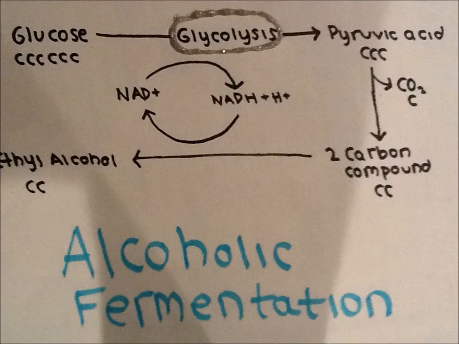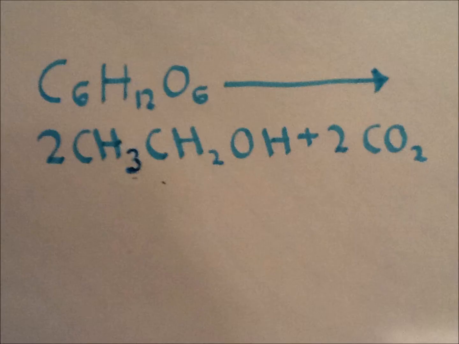Alcoholic fermentation is the process by which pyruvic acid is converted to ethyl alcohol, the anaerobic respiration action of yeast and sugars. For example, in the making of wine, it is left to sit for years so the alcohol concentration can become higher.